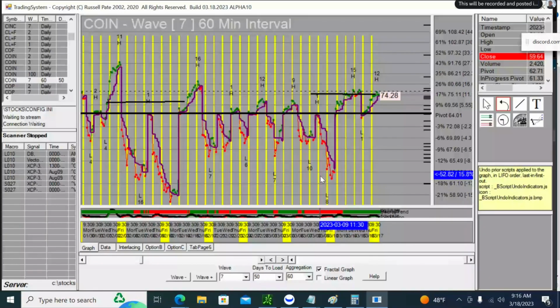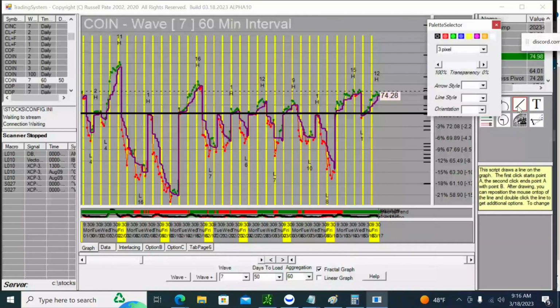So that's one thing to look at on this stuff: these symmetries, or prior highs and prior lows. It's not a perfect system, of course, but it gives a good idea. So then it's just managing the trade.